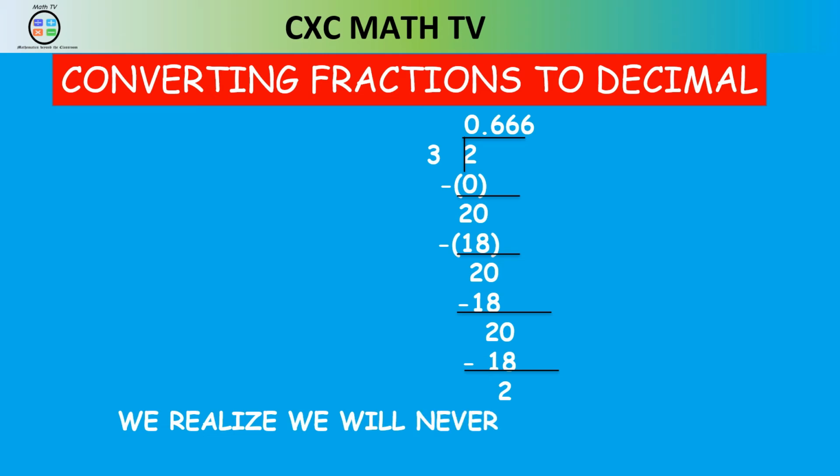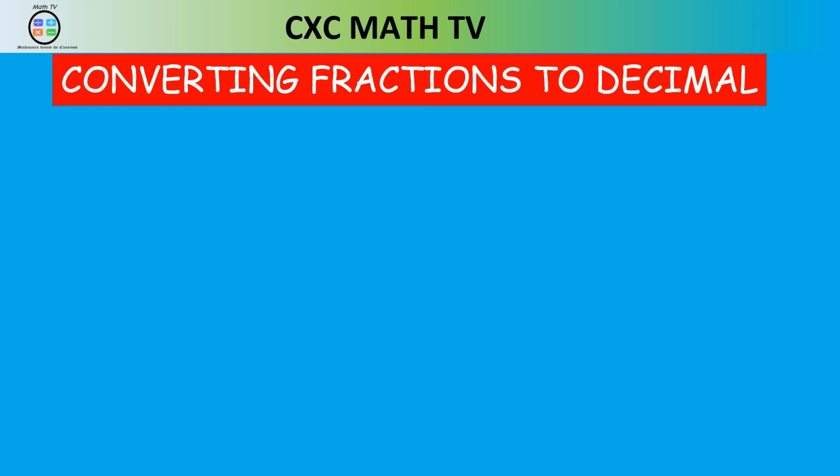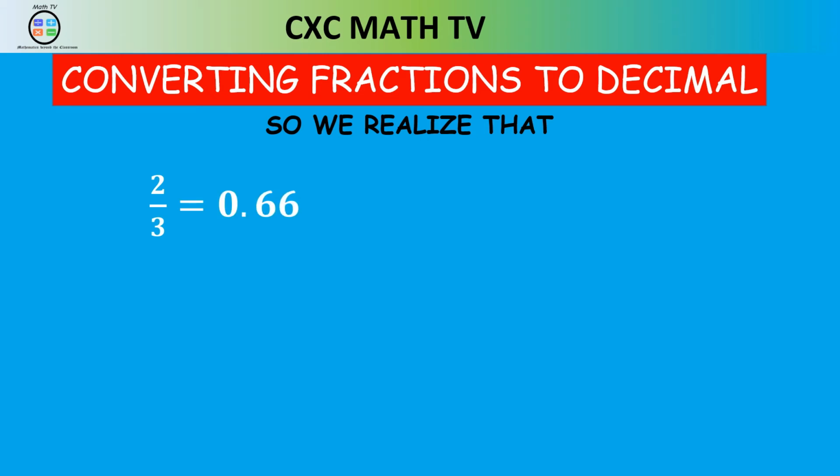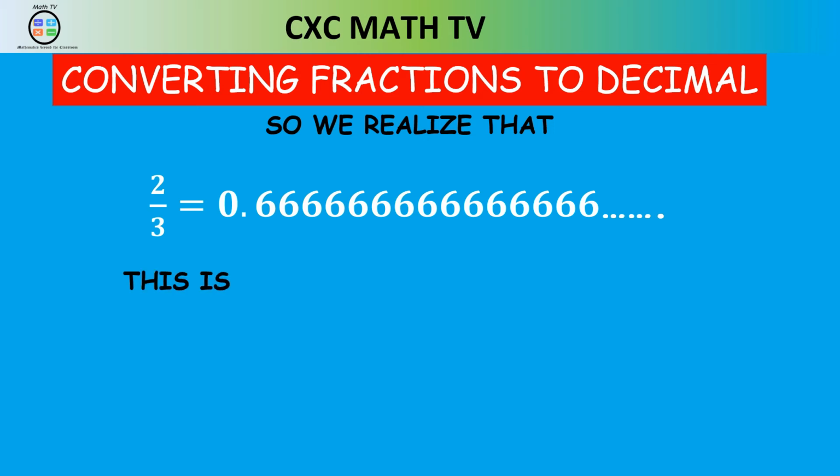You add another 0. And then 3 into 20 again is 6 times. And you subtract. And you get 2 again. And you add another 0. You get 18. And you realize, but wait, this is going on forever and ever and ever. So we realize that this is never ending. We're going to get 0.66666666, and it's never ending.